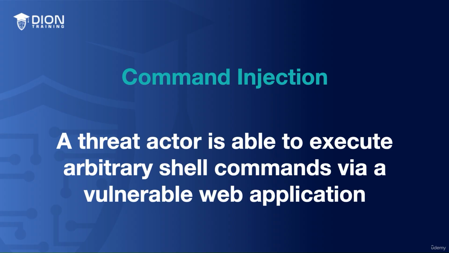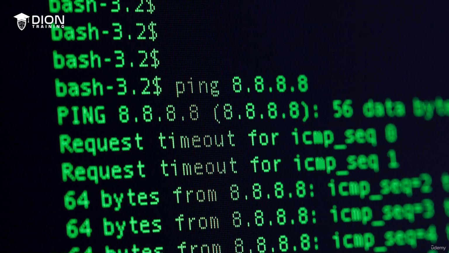Now, a command injection occurs when a threat actor is able to execute arbitrary shell commands on a host via a vulnerable web application. For example, if you have a web application that allows a user to test the connectivity with a remote website or server by simply entering in the IP address or host name, and then on the back end, you're going to use the ping command, this could be subject to a command injection by simply appending a command to the app.